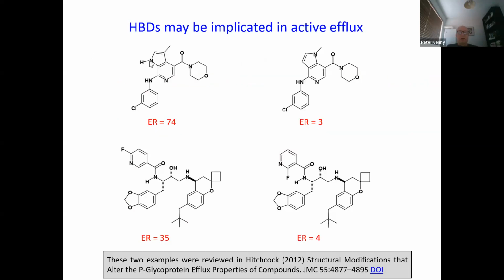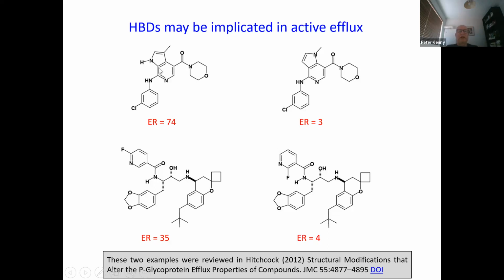Now, one of the big problems I'll just mention, because we're talking about permeability, is that active efflux is a huge problem when you're trying to get things through membranes. What I'll show you here is the efflux ratio. The idea is that if this number is large, active efflux is a big problem.